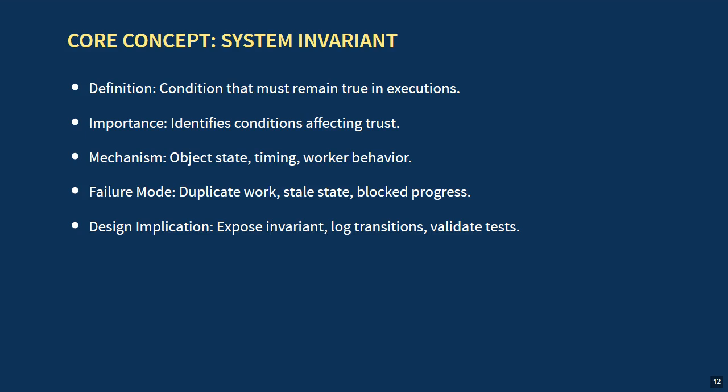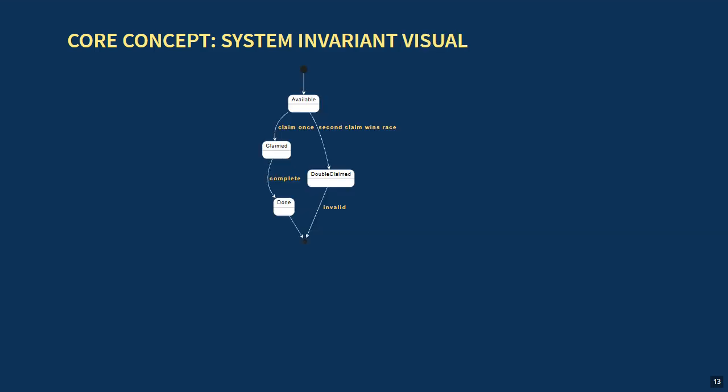A system invariant is a condition that must remain true across all valid executions. Identifying these invariants helps ensure trustworthiness in our system before, during, and after applying operational pressure. This diagram supports core concept system invariant. Read it as a map of the concept, where pressure enters, which invariant is at risk, and what evidence would make the design claim defensible.